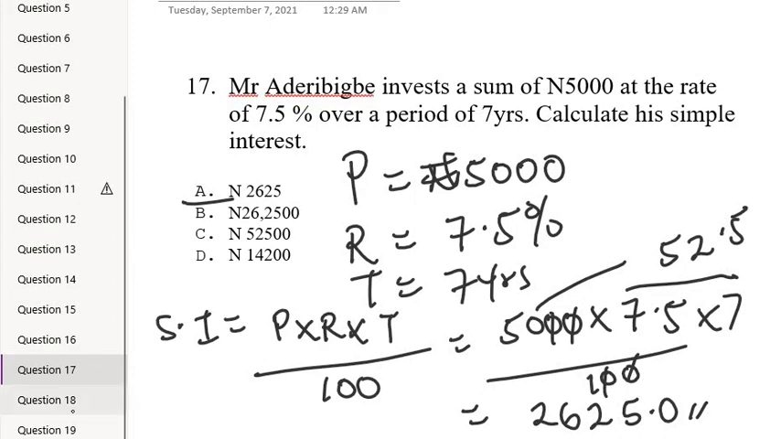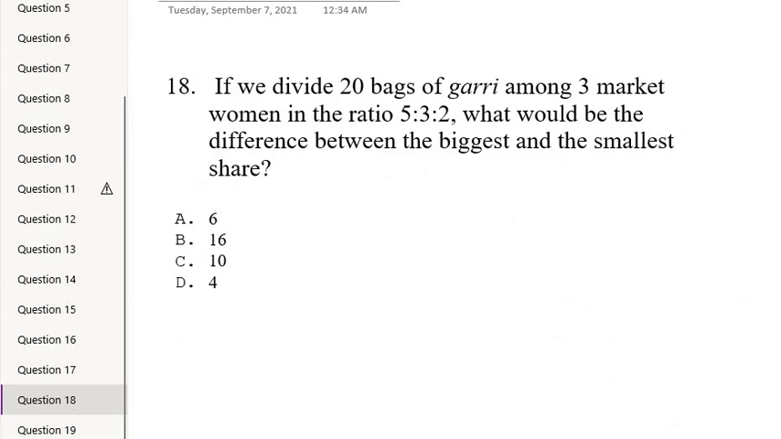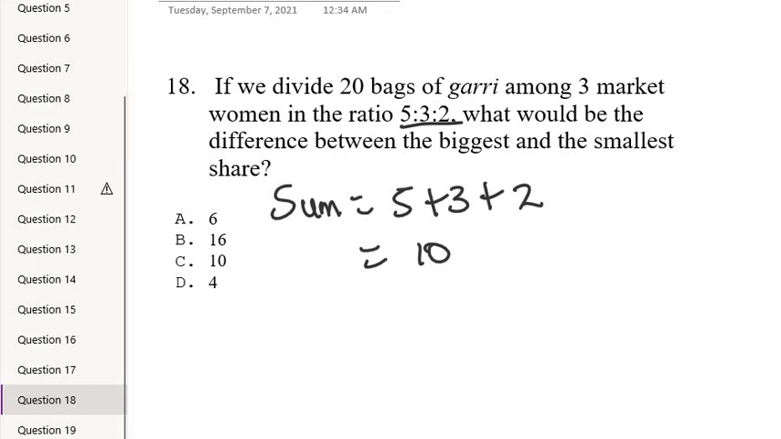Question 18. If we divide 20 bags of garri among 3 market women in the ratio 5:3:2, what would be the difference between the biggest and the smallest share? The first thing we need to do is to find the sum of ratio. Look at the ratio: 5 plus 3 plus 2. 5 plus 3 is 8. 8 plus 2 is 10. Sum of ratio is 10.